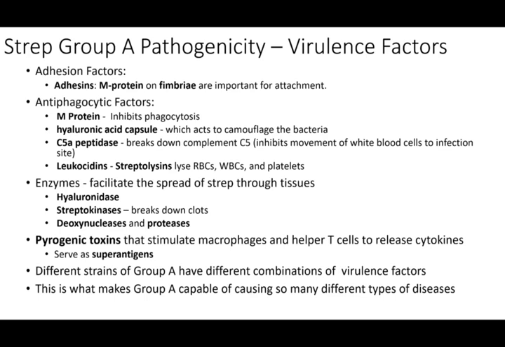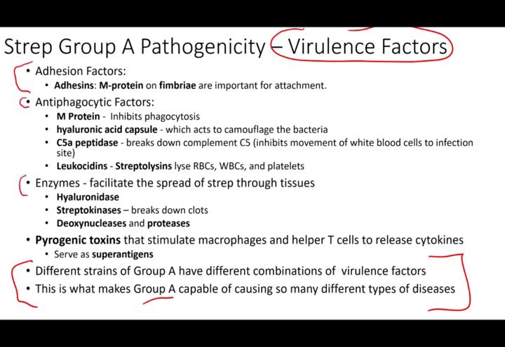We can do a similar analysis of Group A Streptococcus virulence factors, and I'm going to jump to the bottom first. So there's a bunch of different strains for group A, and they each have different virulence factor combinations, and that is what allows for group A to cause such a diversity of diseases. So we have the same kind of categories: adhesion factors, anti-phagocytic factors, enzymes, and toxins. And there's some specific examples of each for, in this case, Strep pyogenes.